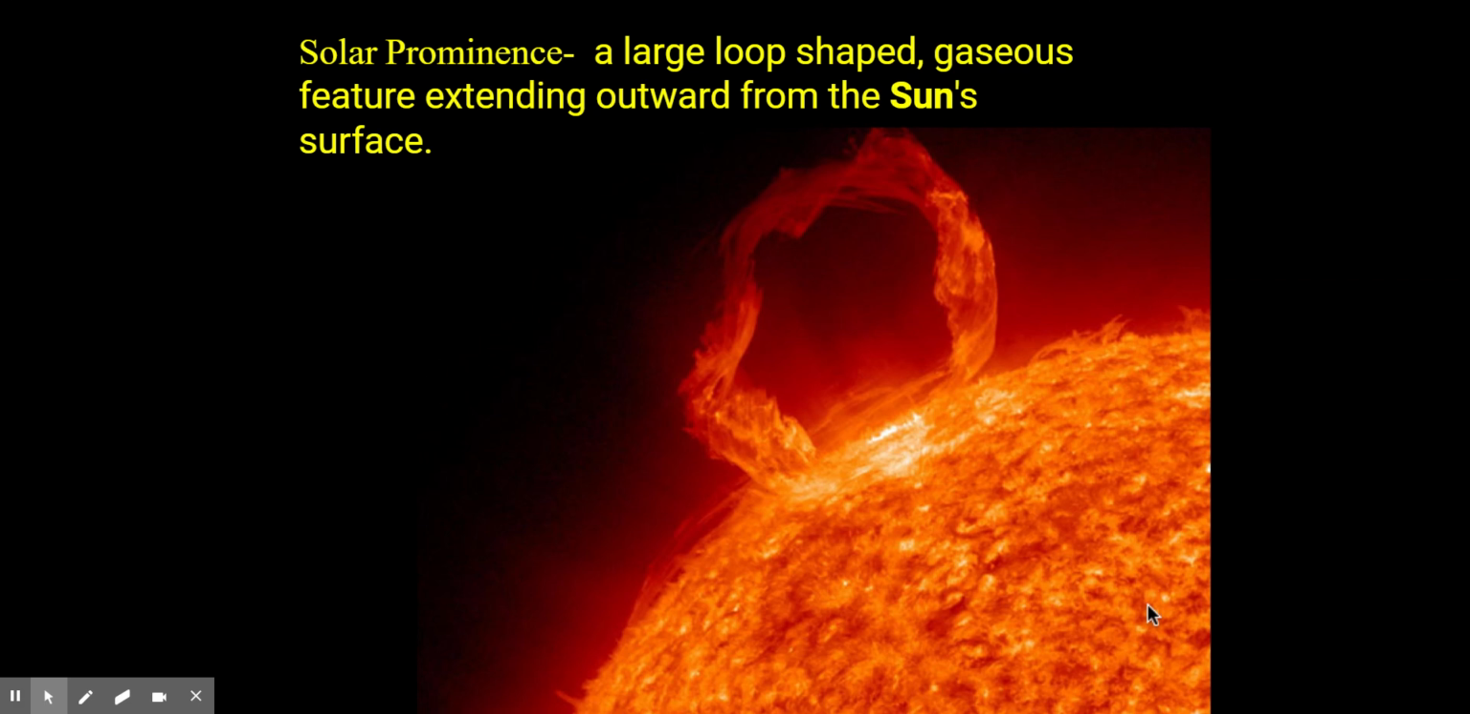You can see right above where the center of that loop is, you can see where that white, bright and hot layer of the sun was. So something caused an explosion from the surface of the sun, creating this gaseous loop, this solar prominence, from the surface of the sun.